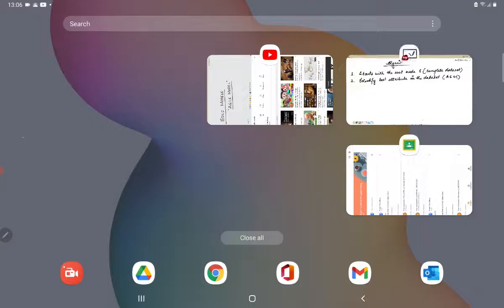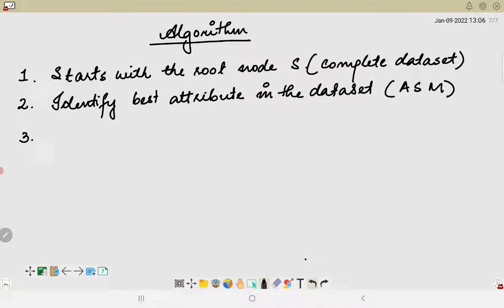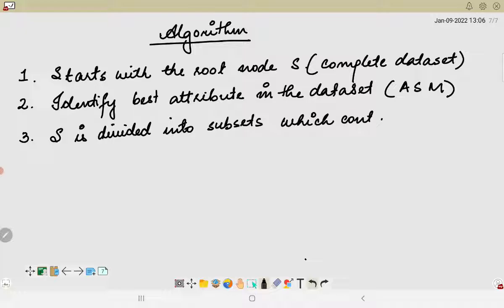Now in step 3, we will generate the decision tree. We will divide S into subsets, which contain possible values for the best attribute.